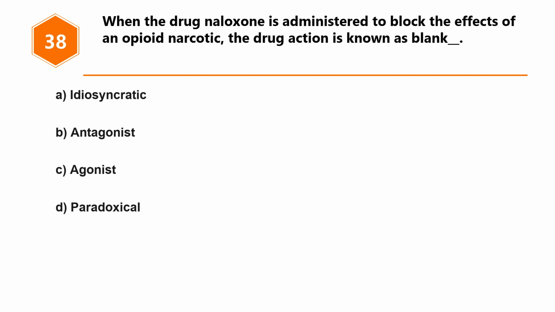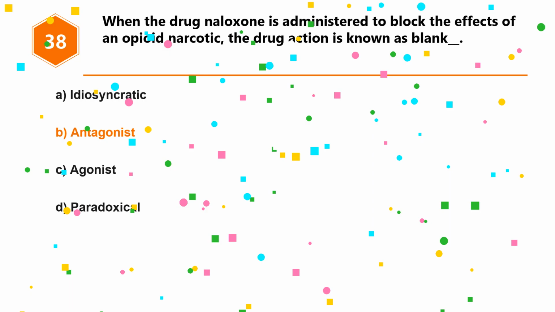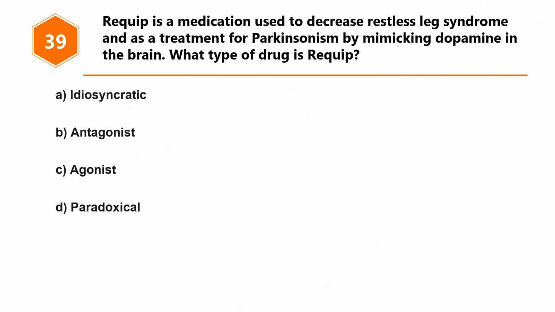Question 38. When the drug naloxone is administered to block the effects of an opioid narcotic, the drug action is known as blank. Option A. Idiosyncratic. Option B. Antagonist. Option C. Agonist. Option D. Paradoxical. The correct answer is option B. Antagonist.